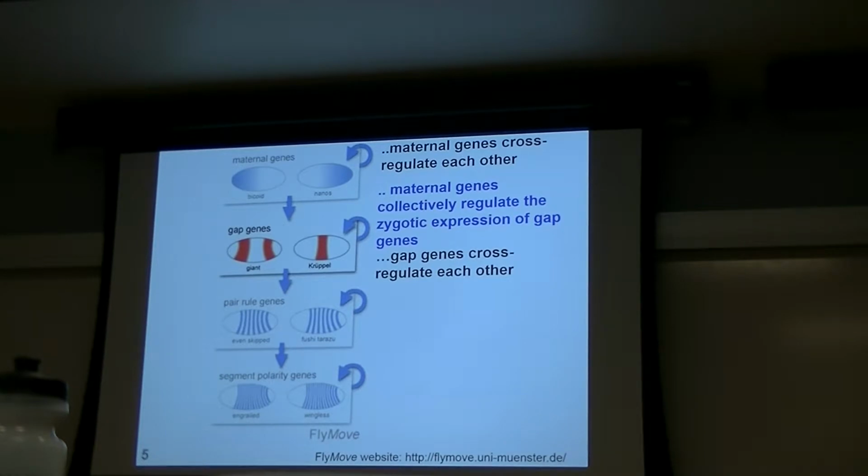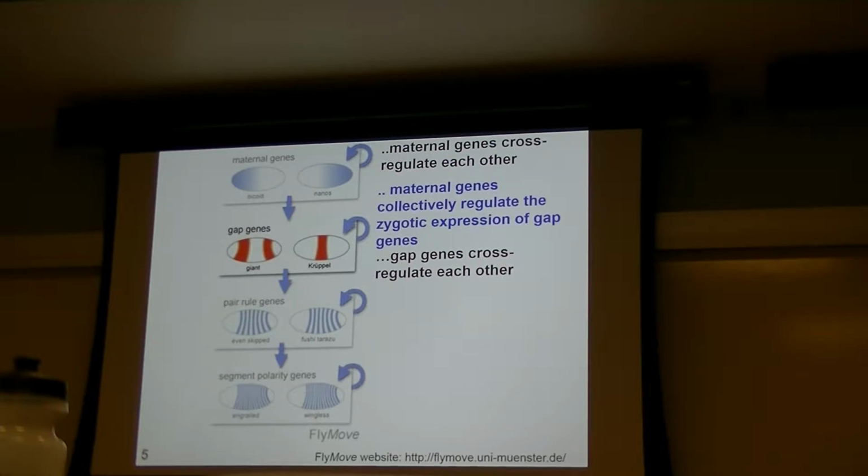Okay, so this gets to the same idea: the maternal gene products, bicoid and nanos, are both transcription factors. They're going to be regulating the expression of these gap genes. And then once the gap gene proteins themselves get made, they'll come back immediately and start cross-regulating each other. The gap genes are so named because of their expression pattern in wide bands, and their very early expression in the embryo.